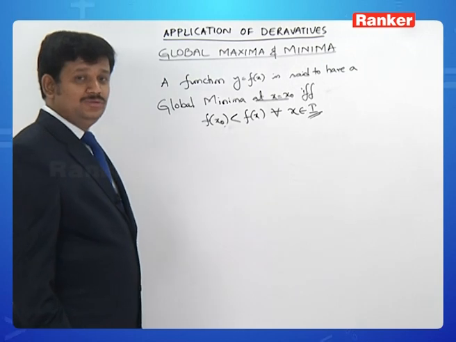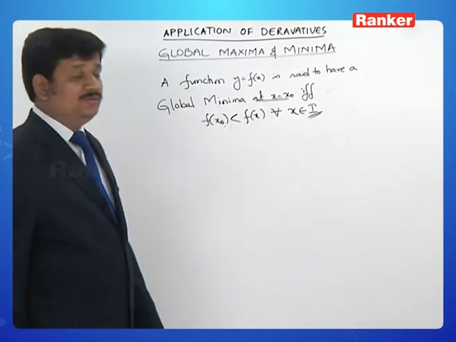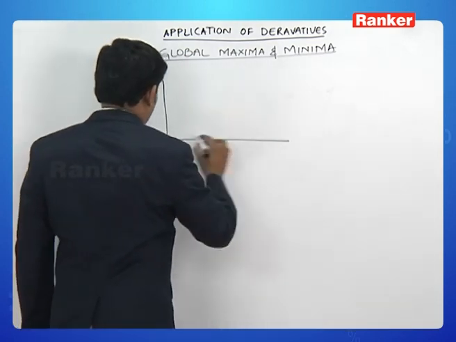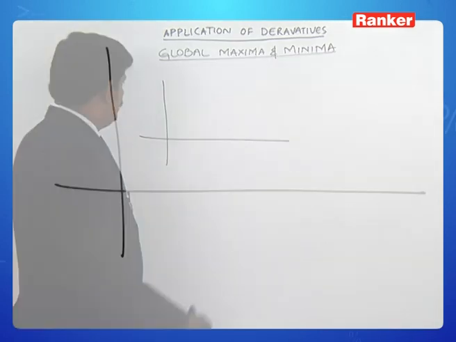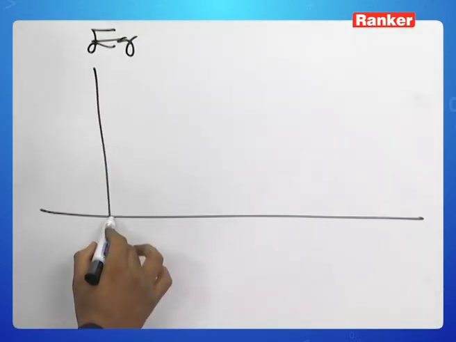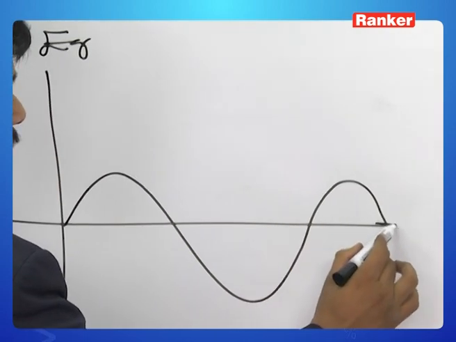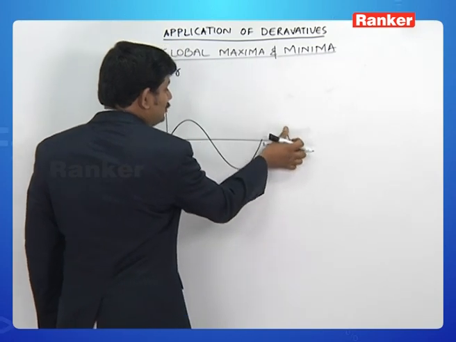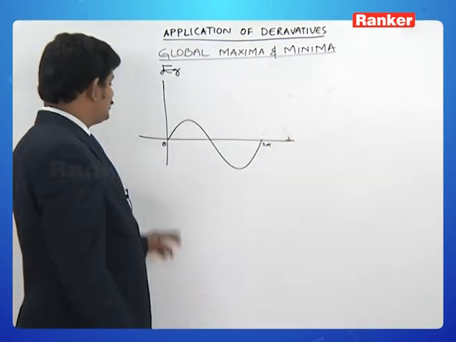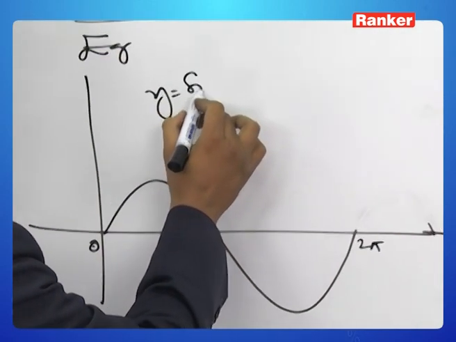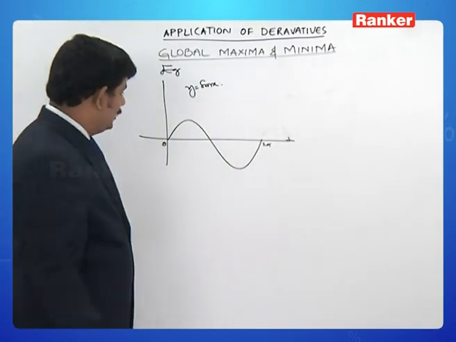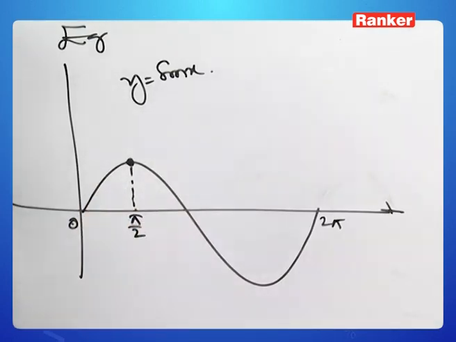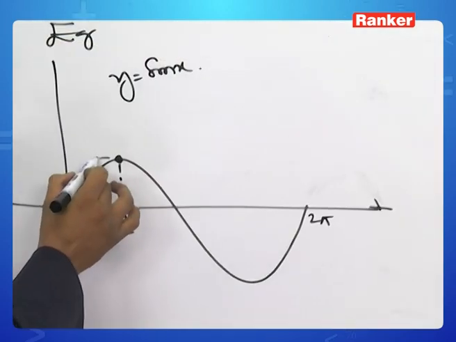Let us see how to use these definitions in determining the global maximum value and global minimum value of a function in any given interval. Let us look at an example. Take the graph of y is equal to sin x from 0 to 2 pi. In the interval 0 to 2 pi, let us talk about the function y is equal to sin x. Now, let me observe the function value at pi by 2. We know the function value is 1.